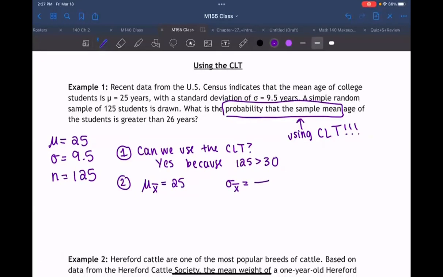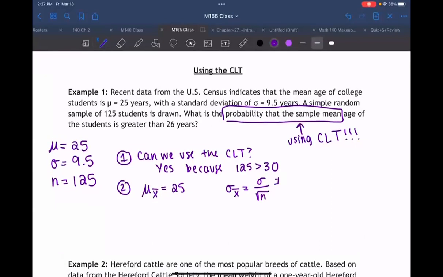It's a fraction over square root of n, good. And up top we have the regular standard deviation. So all I have to do is plug in my standard deviation and n in here. I've got 9.5 over the square root of 125. If you do this in your calculator, you should get something around 0.85. So what we've done is we found a new mean, we found a new standard deviation.